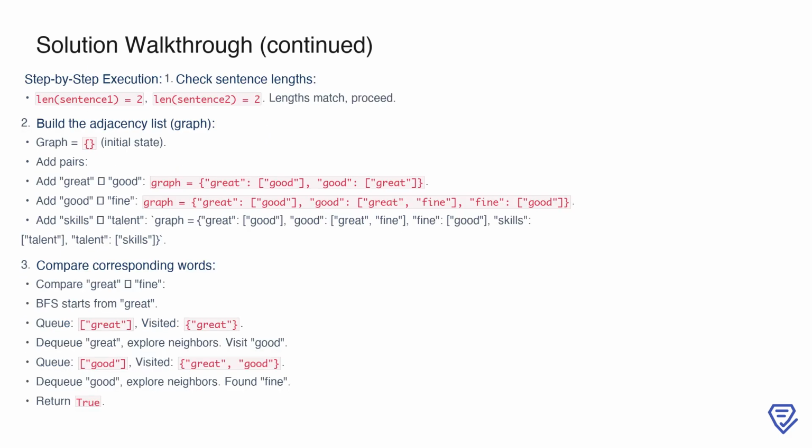In this third example, we explore transitive similarity, where connections span multiple pairs. The sentences are great skills and fine talent, with pairs establishing relationships such as great to good to fine, and skills to talent. After verifying the sentence lengths match, we build the graph. Starting from an empty graph, we add great and good, followed by good and fine, and finally skills and talent. This results in a graph where great connects indirectly to fine through good, illustrating transitive similarity.